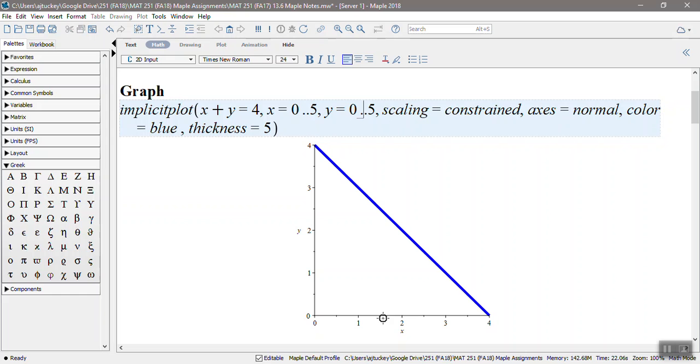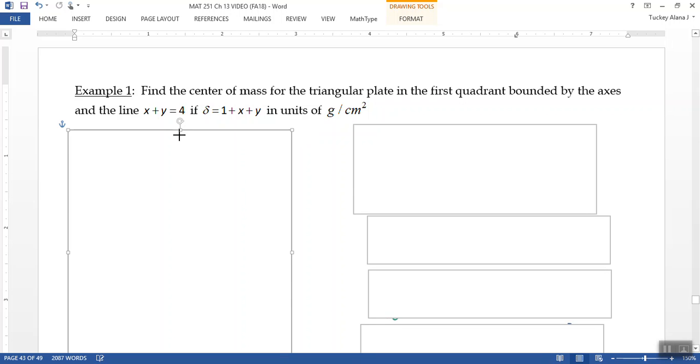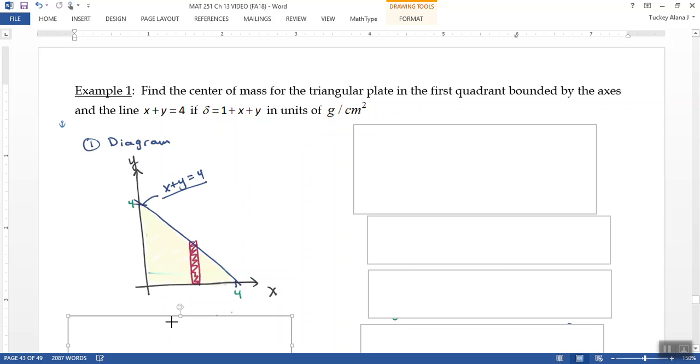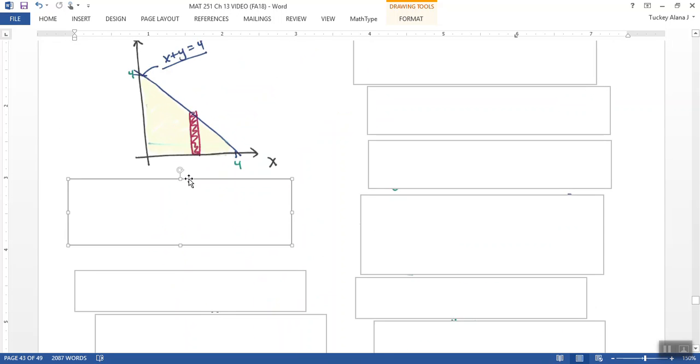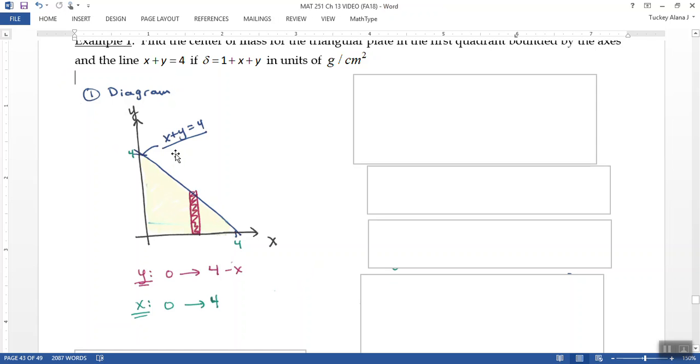So you're looking at that region because it's bounded by the axes, the x-axis, the y-axis, and that diagonal line. But it has a density function that's not uniform, so it's 1 plus x plus y. There's our diagram. So I'm going to make my y value go from 0 to the diagonal line. So I'm going to go from 0 to 4 minus x, y equals 4 minus x.